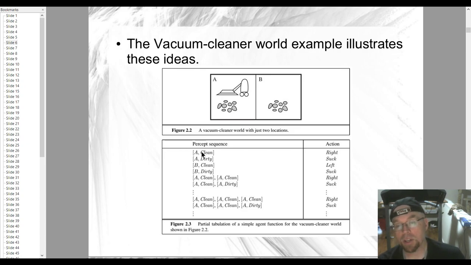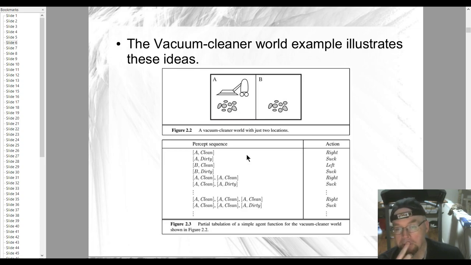Now, what is that percept sequence? Well, I'm in square A. This is the vacuum perceiving its environment: I'm in square A and it's clean. For that percept sequence, I have to map it to an action that I'm going to take. So what's the action? Move right. Here's another percept sequence: I'm in square A and it's dirty. Let's map that to an action. Suck, right? If I'm in square A and it's a dirty square, I'm going to suck.